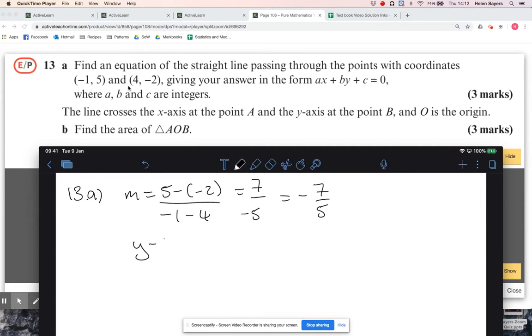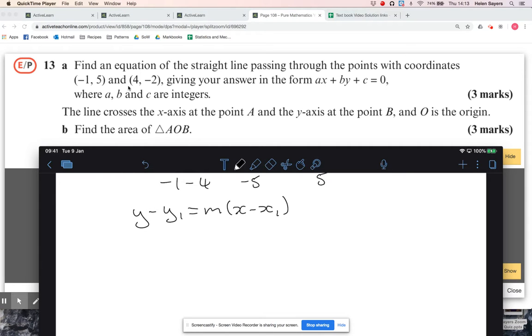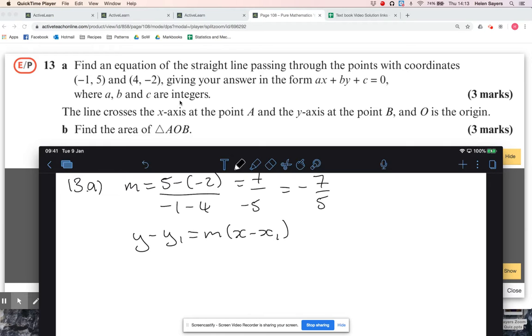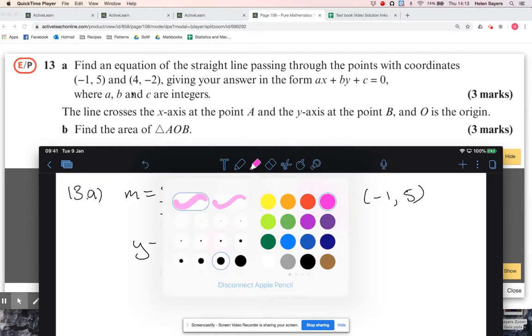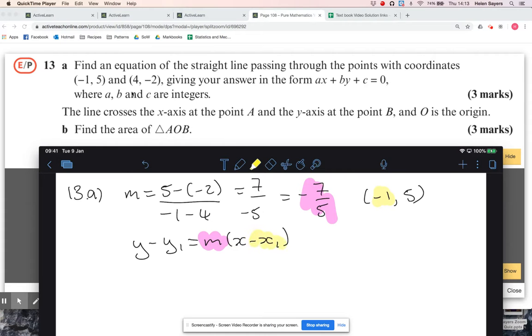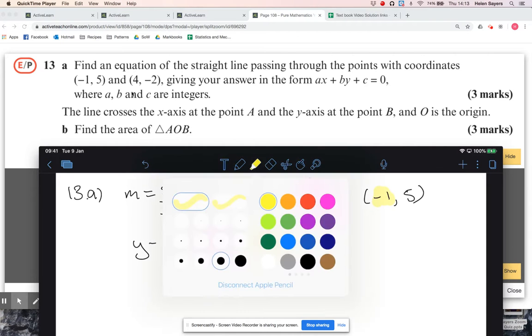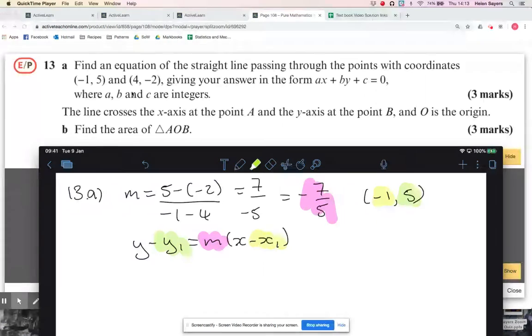Then I'm going to use y minus y1 is m times x minus x1. It really is much easier than using y equals mx plus c. I can use either coordinate. I don't think it really matters, they've both got one positive and one negative. So let's use coordinate A, the first coordinate, so minus 1, 5. And then I've just got to sub those in. So there's my gradient, there's my x coordinate, and there's my y coordinate. So it's going to be y minus 5 is minus 7/5 times x minus 1.